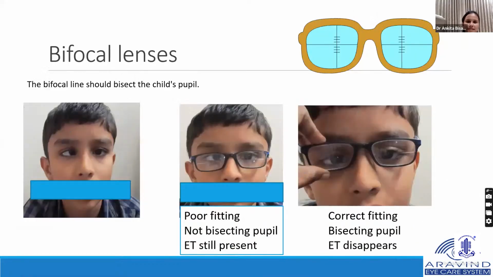Bifocal lenses, usually executive bifocals, are used, and the bifocal line should bisect the child's pupil. Otherwise, it will not correct the ET.